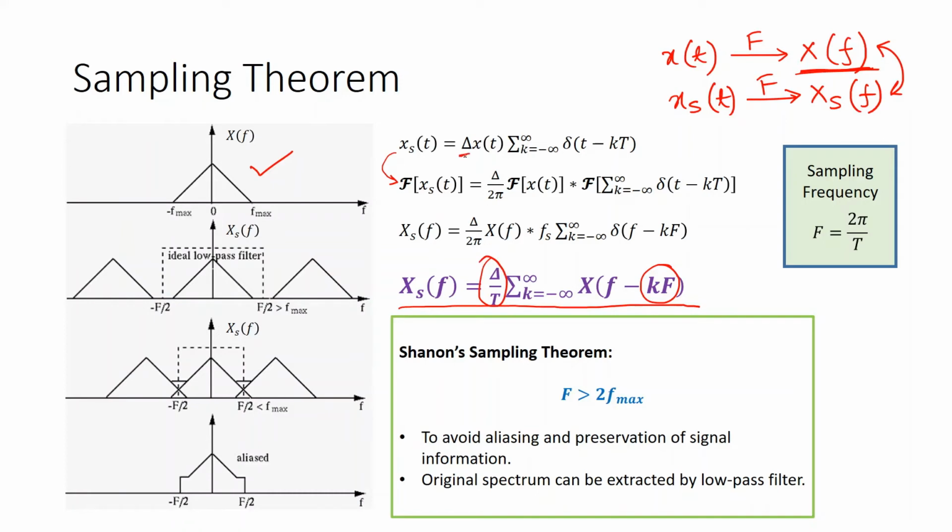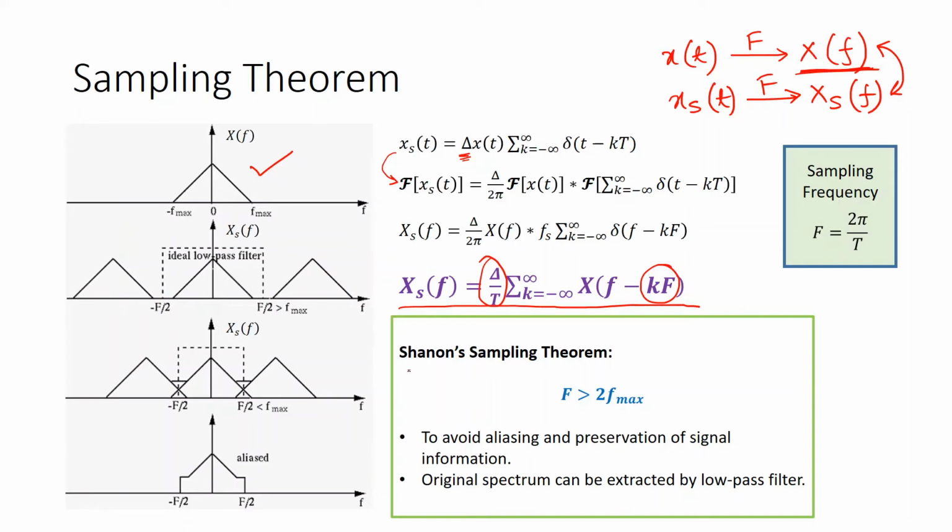This scaling can be obtained very easily. This is the strength of the impulse, and T is the sampling period. So these are known information. What is important to note here is that the original frequency spectrum of the unsampled signal is getting repeated over the entire frequency range from minus infinity to plus infinity.